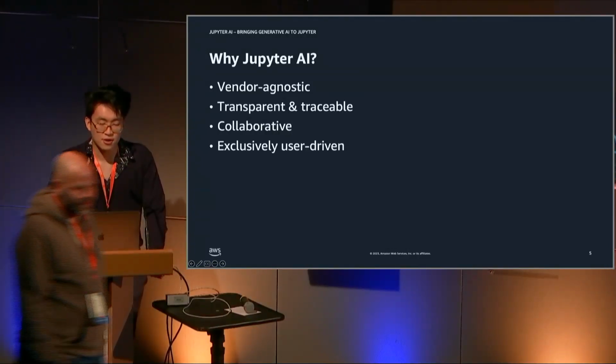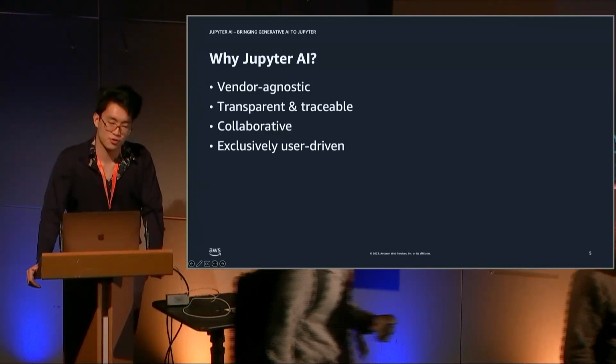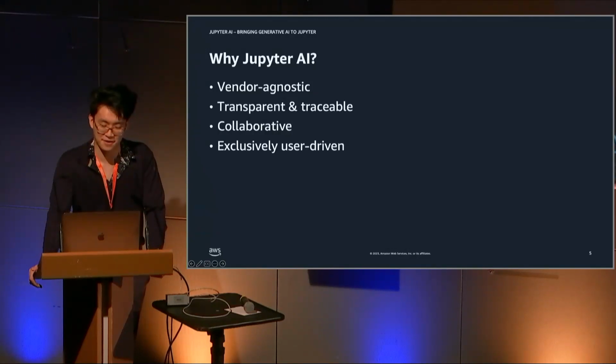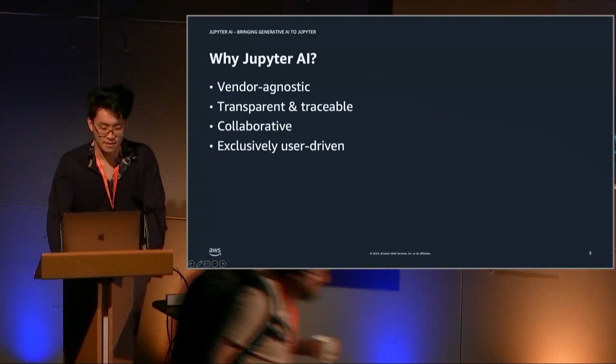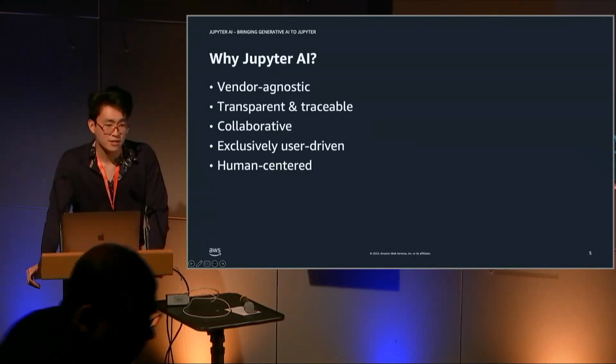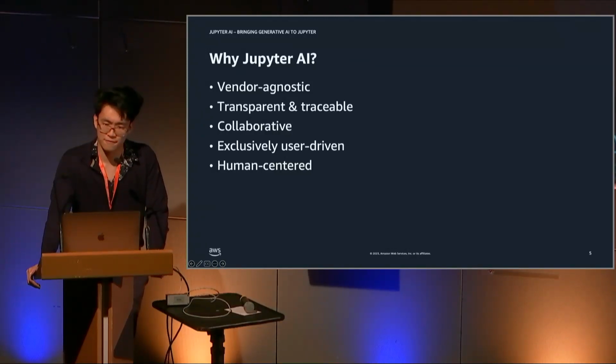Jupyter AI also needs to be exclusively user-driven, and this has major implications in both AI safety and financial billing, right? We don't want to execute a language model without the user's explicit input at any given time. And finally, Jupyter AI also needs to be human-centered. So Jupyter AI should not lock users into any artificial modalities of interaction, but instead remain intuitive and human-centered. All of its interfaces need to be intuitive and easily comprehensible.